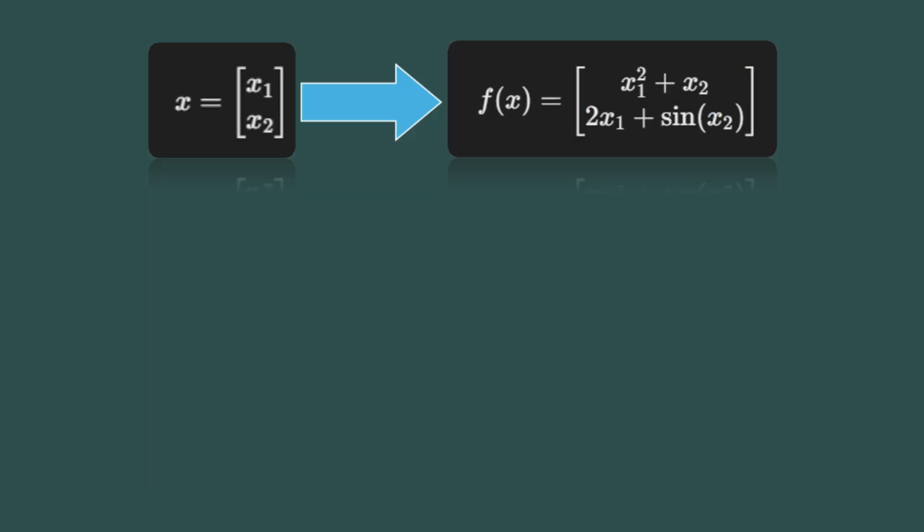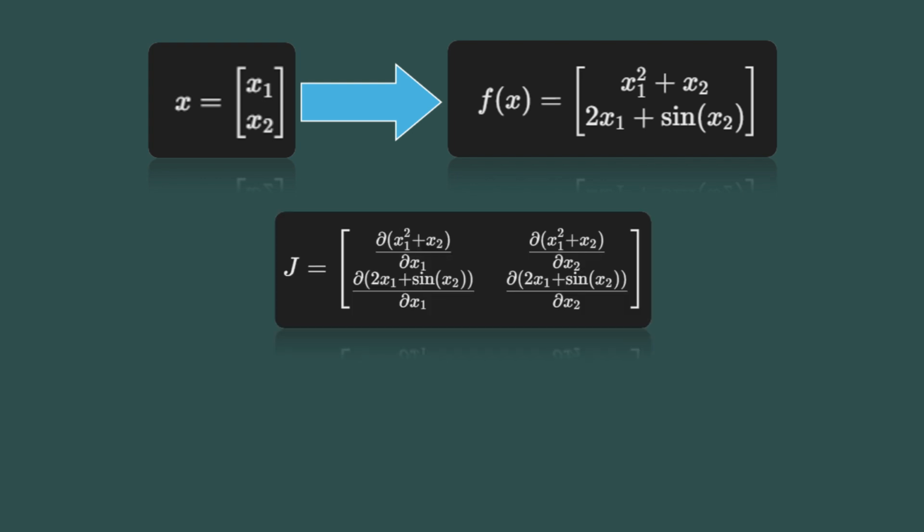Let's consider a vector function of a variable x, which is defined as follows. The function f of x is a column vector where the first entry is the square of the first component of x plus the second component of x. The second entry is 2 times the first component of x plus the sine of the second component of x. The input x is also a column vector, with 2 components, x1 and x2.